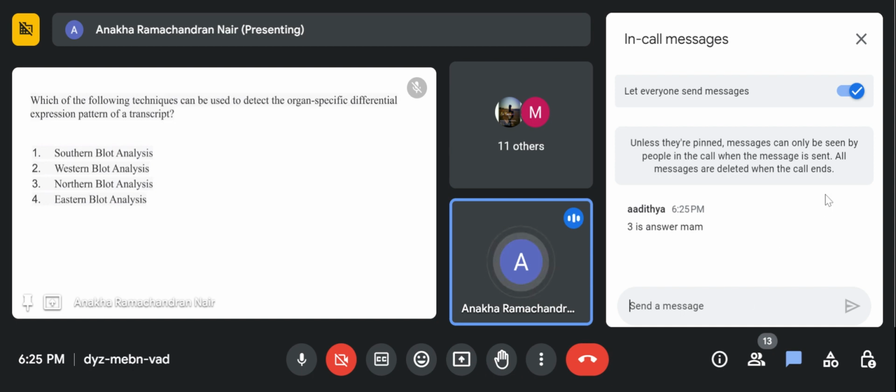All right, someone is saying 3 is the answer. Does anyone think it's something else? Or should we lock number 3?